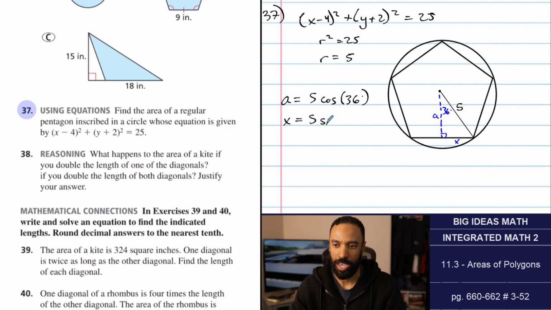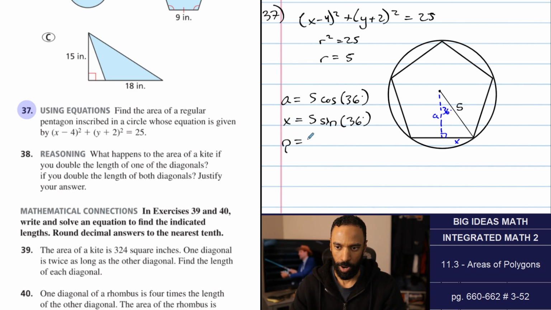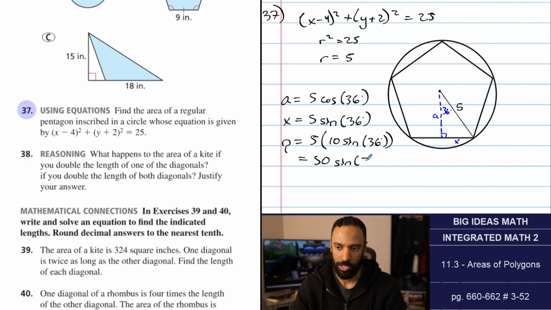So x is 5 times the sine of 36. I guess after you do so many of these trig things, it kind of pops up like that. So the perimeter, you have to double x to get 10 times sine of 36, and then multiply that by the number of sides, 5. So 5 times 10 times the sine of 36 is going to be 50 times the sine of 36.